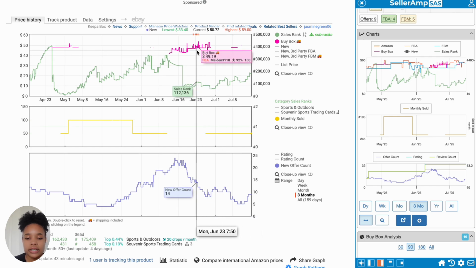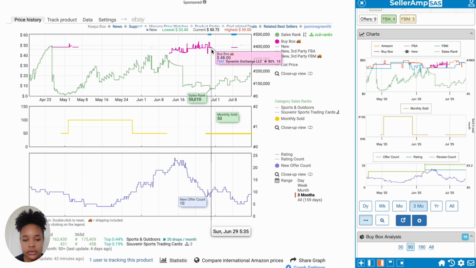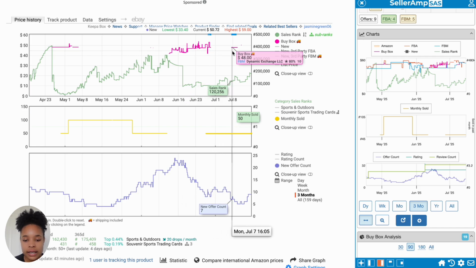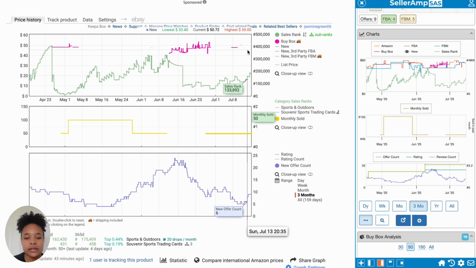You see where this pink line disappeared? It was here around June 11th and disappeared June 29th, and then it came back July 7th and then disappeared July 10th or July 9th, and then it came back for like one day, July 11th, and then it disappeared again. So the pink line stands for the buy box, as in the add to cart, buy now option, right? So we see that it's been suppressed for quite a while in the past 3 months.